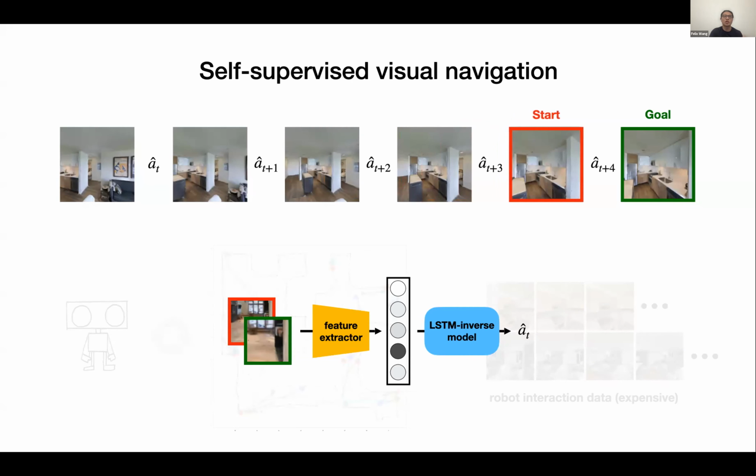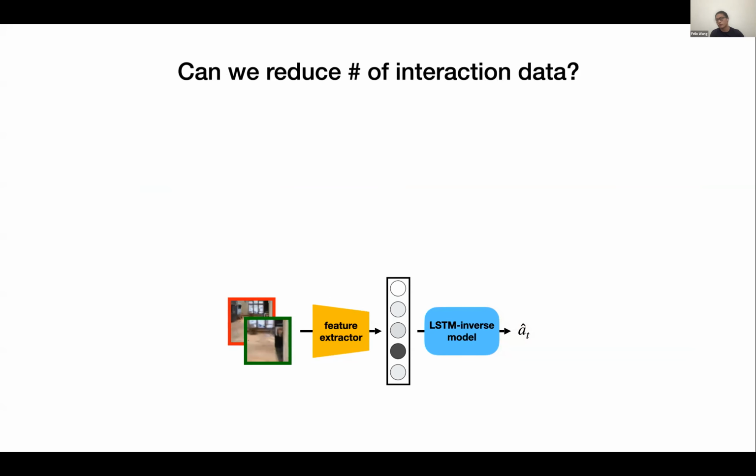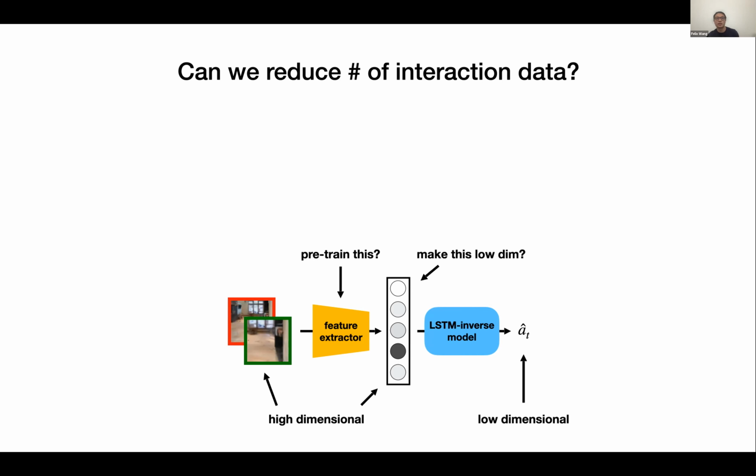There is something good about such a system: it can figure out the right representation automatically through data according to the downstream task. But at the same time, there's something bad about it: potentially it requires a lot of interaction data that can be expensive to collect. This is because the inputs are images, which are high dimensional, and this latent representation typically is high dimensional as well. But we notice the action is actually low dimensional. So is there a way to actually reduce the data demand? Can we potentially pre-train this fixed feature extractor, or can we potentially also make this latent representation of the state low dimensional?